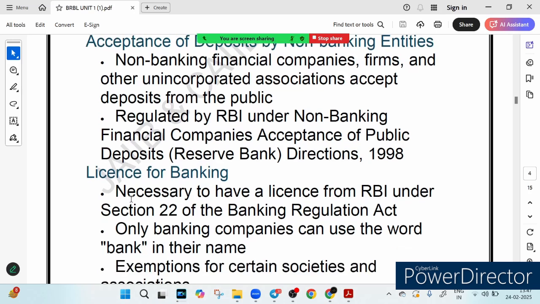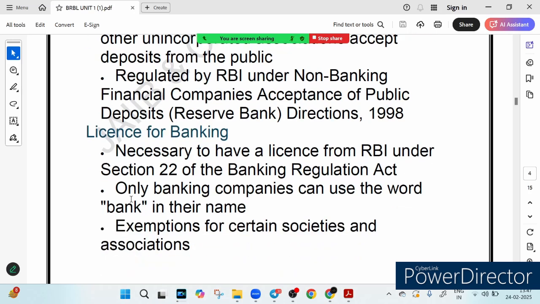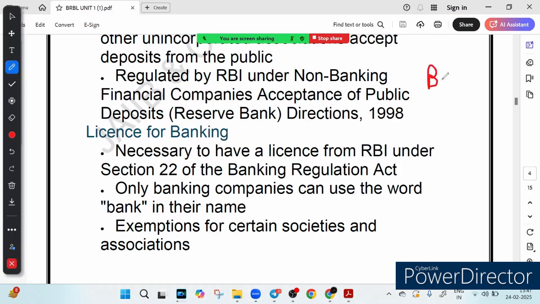Finally, here is the big one, the licensing part. In India, only banking companies that are licensed by the RBI can use the word bank in their name. This word bank can be used only by those banking companies which have taken a license from the RBI, right? That is under Section 22.